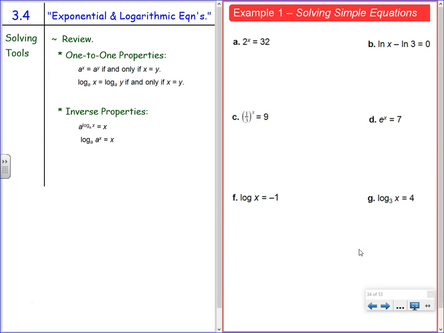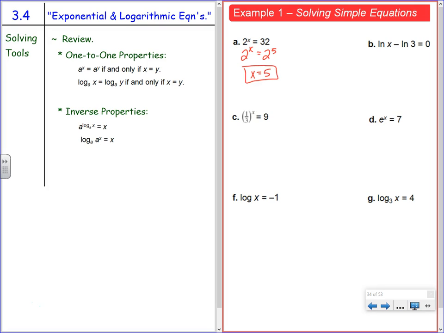Letter A. How do we solve 2 to the x equals 32? We've done this one. You do the 32, you make it 2 to the 5th. Right? Because 2 times 2 is 4 times 2 is 8 times 2 is 16 times 2 is 32. Or you can do the little boxing, little tree thing. So this one, what do I need to solve? What property? 1 to 1. That was easy cheesy stuff, right?